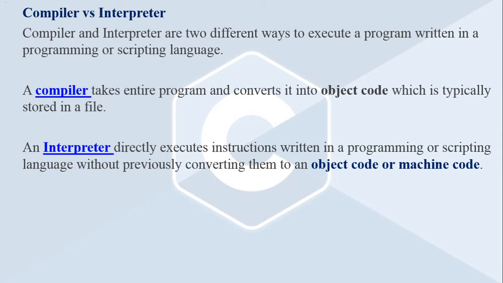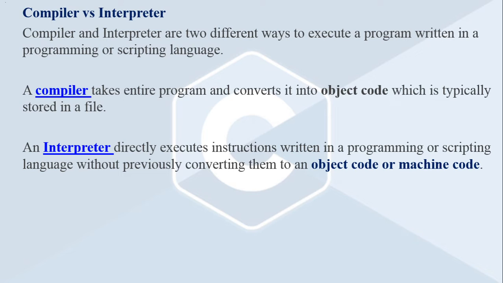Next, two other important system software are the compiler and the interpreter. Compiler and interpreter are two different ways to execute a program written in a programming or scripting language. These are used for supporting the execution of a program written in a high-level programming language.